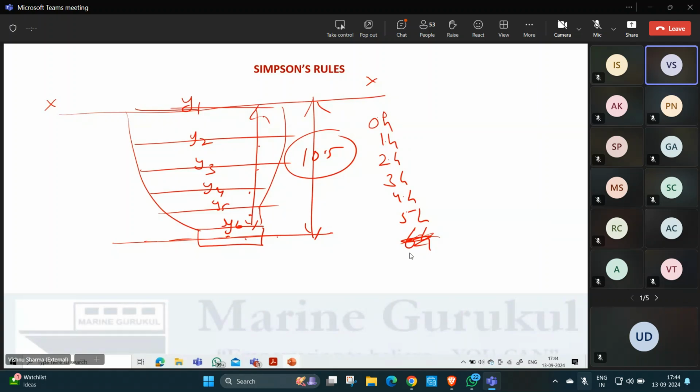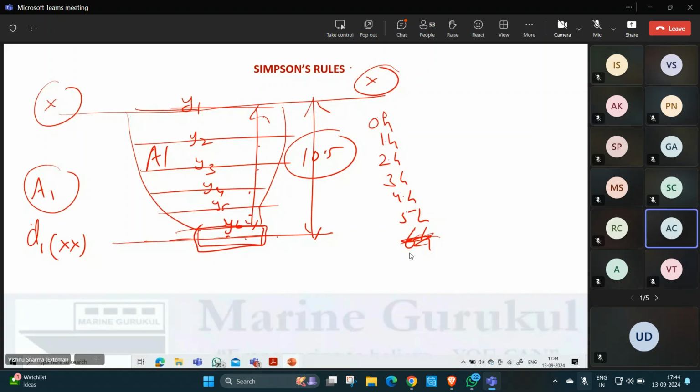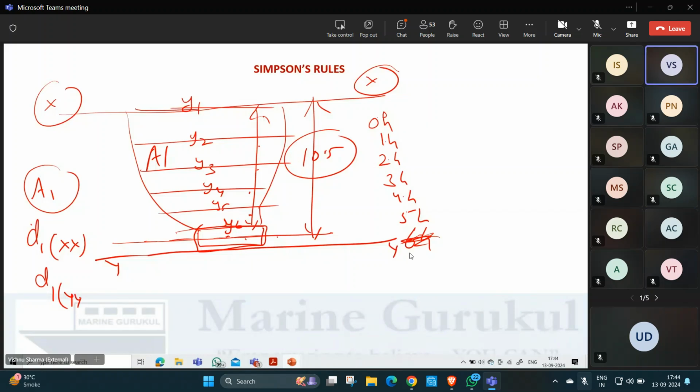You just calculate A1. Then calculate D1 XX, which is XX on the bulkhead top. Then you calculate D1 YY, which is now the bottom one. What will D1 YY be equal to? The total height of the bulkhead minus D1 XX. And you can get D2 YY, that will be 0.5 meters. And then you'll get the same answer.